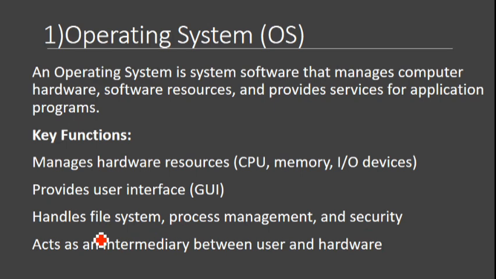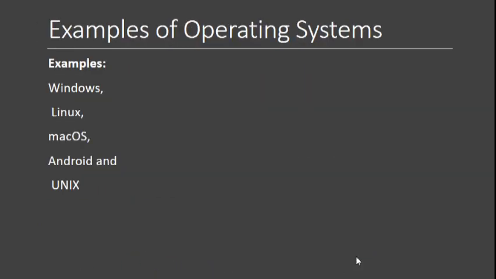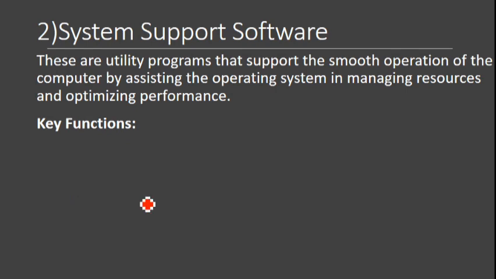File system means opening a file, closing a file, updating a file. Process management means various processes which are executed by the processor. It also provides security from unauthorized access and unauthorized users, and acts as an intermediate between user and computer hardware. Examples of operating systems are Windows 10, Windows 11, and various Windows operating systems, Linux, Mac OS, Android, and Unix operating system.